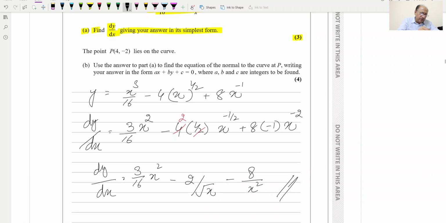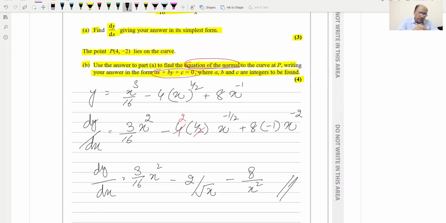Now for the B part, they are saying the point P, which has coordinates 4 and minus 2, lies on the curve, so it must satisfy the equation of the curve. B part: use the answer to part A to find the equation of the normal. The equation of the normal to the curve at point P is required, writing your answer in the required form, where A, B and C are integers to be found, and this is a 4-mark question.